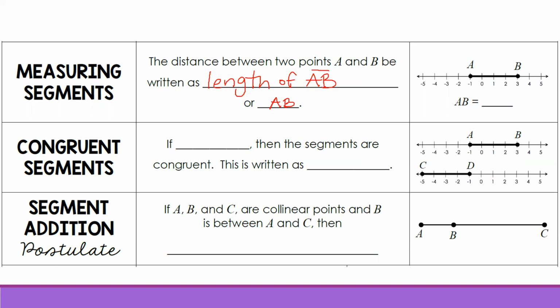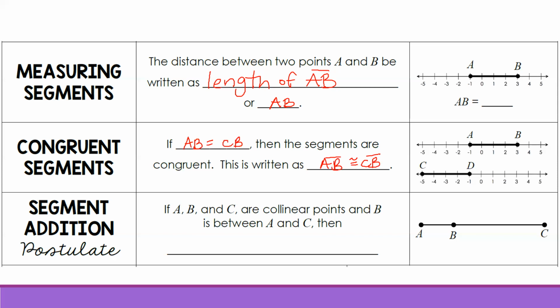If you have two segments that are congruent, that means that their lengths are equal. So if the length of AB is equal to the length of CD, then I'm going to say that those segments are congruent. To write that with symbols, I could say that segment AB is congruent to segment CD. This equal sign with a squiggly on the top means congruent. So I can say that their lengths are equal or that the segments are congruent.